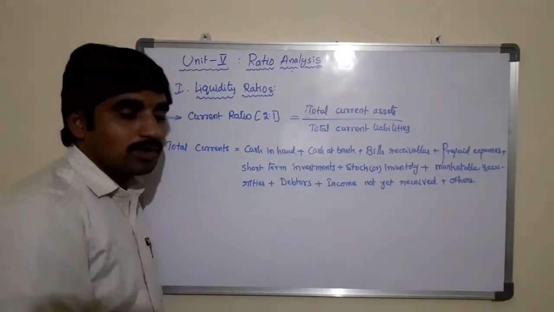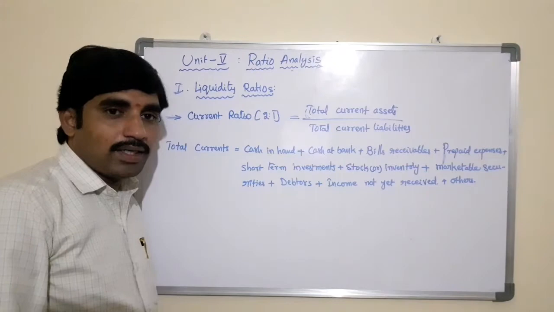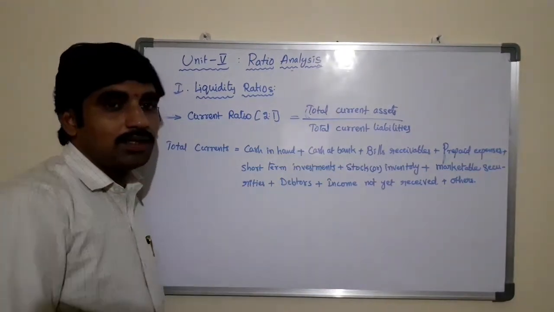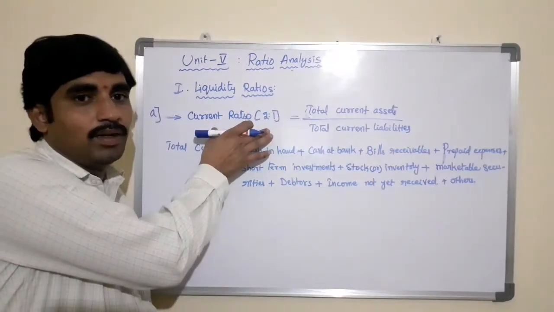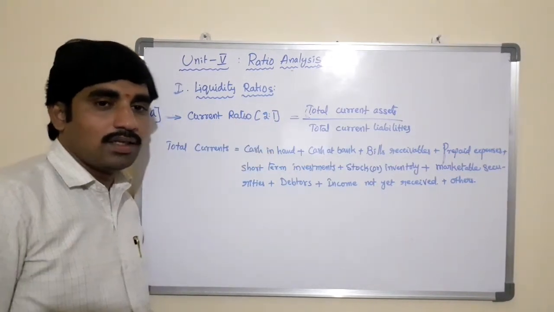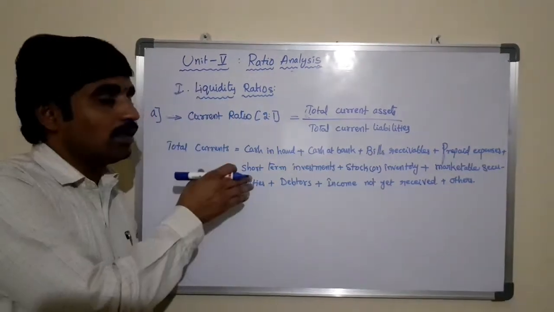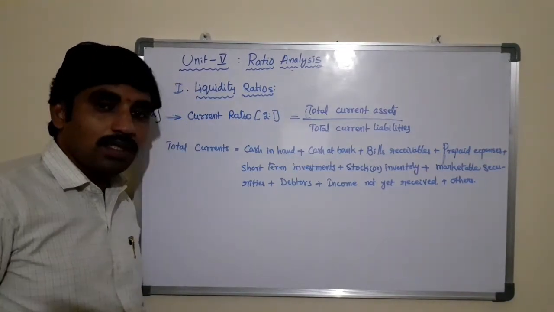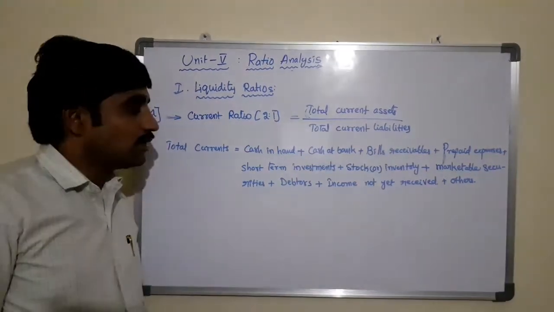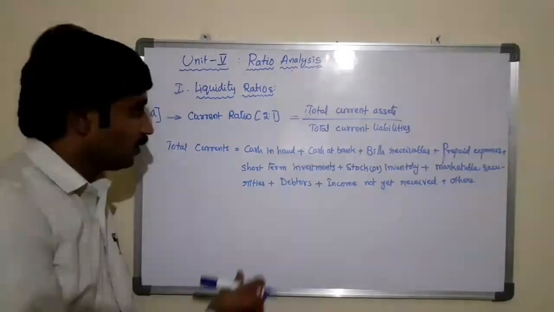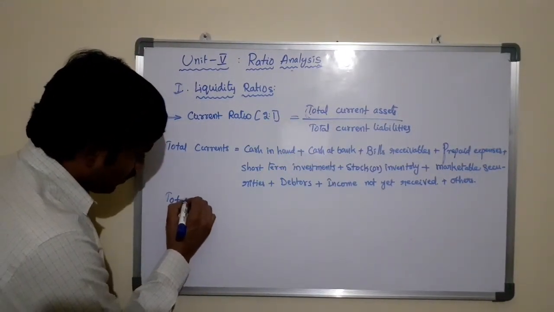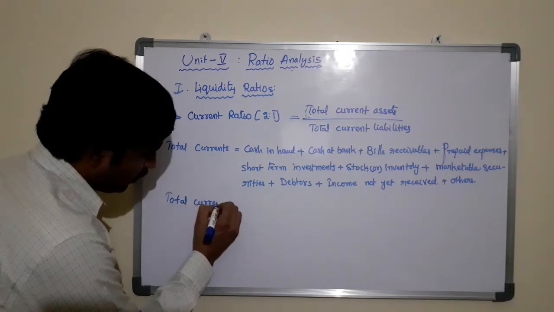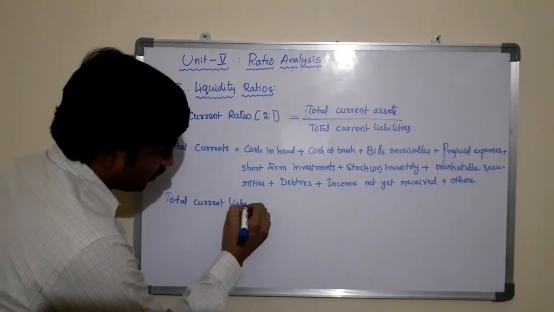All these items we can find in the final accounts, in the balance sheet. Therefore, this current ratio belongs to the balance sheet ratios. Current ratio is one of the balance sheet ratios. The second part is total current liabilities.